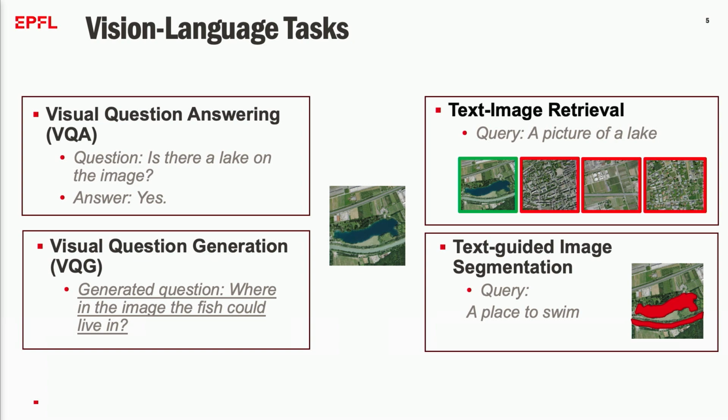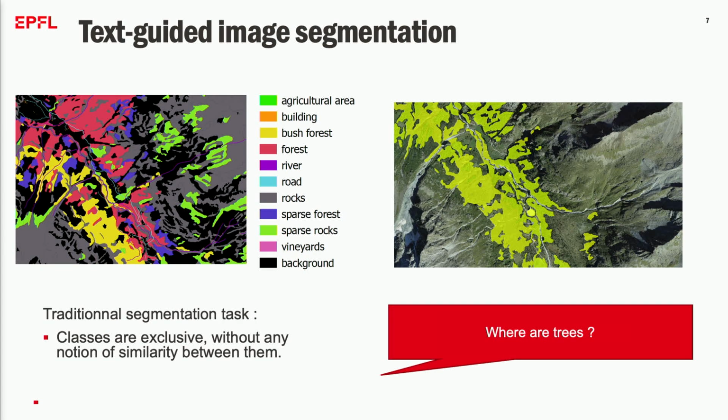On the second column, we have tasks where the output is visual. So for example, we have text-image retrieval. So given a large database of images, we can build models that are able to retrieve the image that best matches a query. And last, we have text-guided image segmentation. So given a text query, the model is able to highlight the matching pixels. Due to time constraints, today we are only going to talk about the last two topics. And now let's start with text-guided image segmentation.